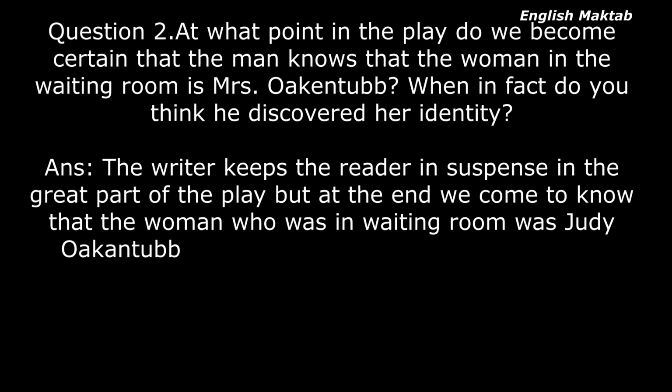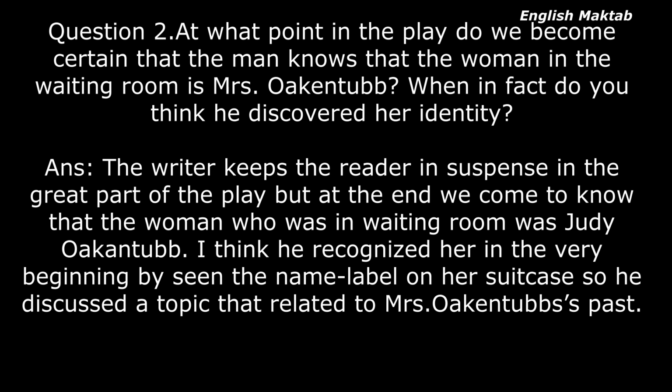Question 2. At what point in the play do we become certain that the man knows that the woman in the waiting room is Mrs. Oakentubb? When, in fact, do you think he discovered her identity? Ans. The writer keeps the reader in suspense in the great part of the play, but at the end we come to know that the woman who was in the waiting room was Judy Oakentubb. I think he recognized her in the very beginning by seeing the name label on her suitcase, so he discussed a topic that related to Mrs.